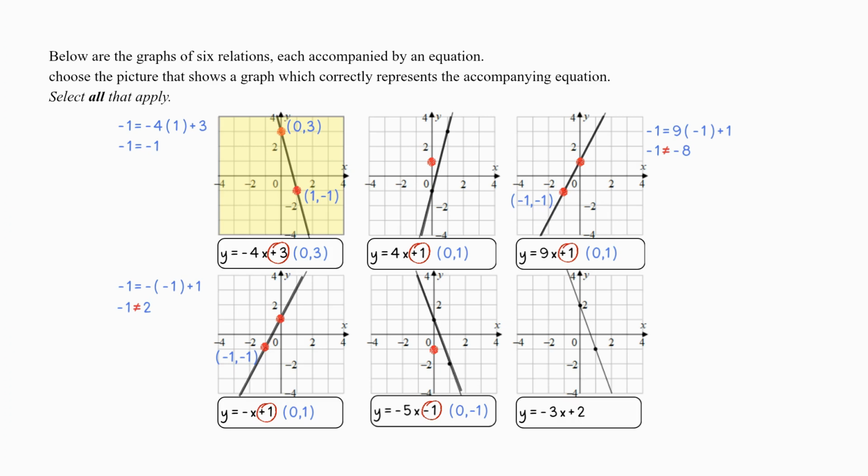Line 6, y equals -3x plus 2. The y-intercept b value is at 0, 2. Looking at the graph, the line crosses exactly at 0, 2. Now let's check the slope. The coordinates for the second point are 1, -1. So, -1 equals -3 times 1 plus 2. -1 equals -1. Since both sides are equal, this equation belongs to this graph.